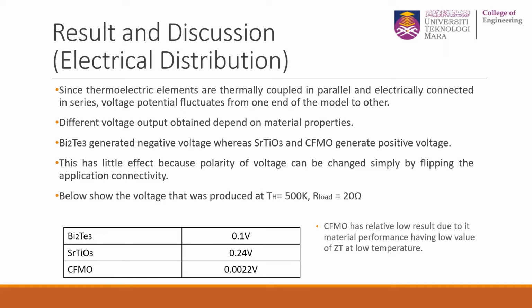The table below shows the voltage that was produced by a hot temperature of 500 Kelvin and a load resistance of 200 ohms. We can see that SiO3 produces a higher voltage than the other two materials. We can also see that CFMO has a relatively low result due to its material performance having a low value of ZT at low temperature.